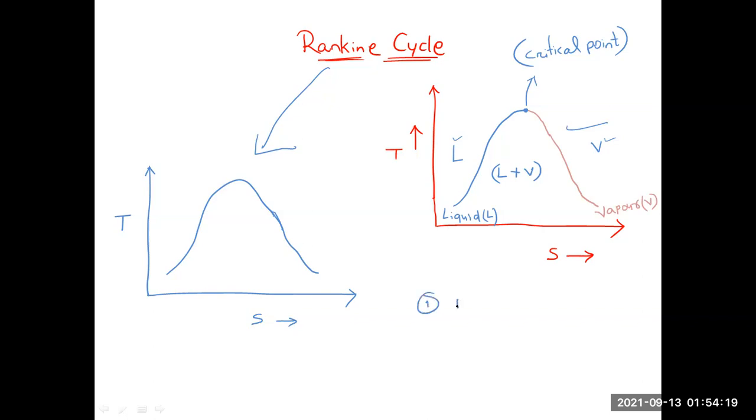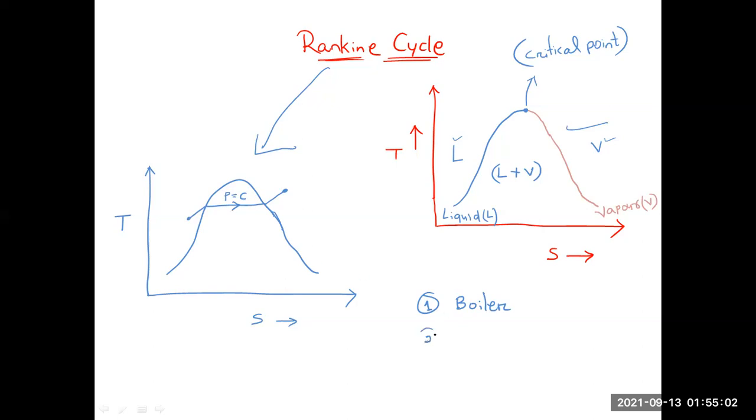The first component will be the boiler. So what happens inside the boiler? Inside the boiler, we are supplying heat at constant pressure. So here we will add heat at constant pressure, and along this temperature versus entropy diagram, the constant pressure line will indicate like this. So this line indicates the constant pressure line. So here pressure will be equal to constant. Okay, so this is boiler.